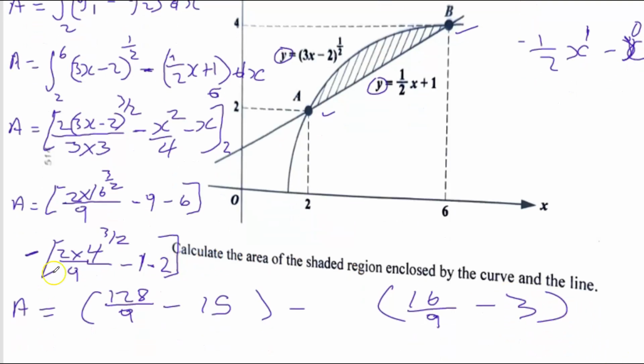Alright? So you can just enter everything in a calculator in one instance. And we end up with 4 over 9 when it does settle. So 4 over 9 square units. That should be our final answer.